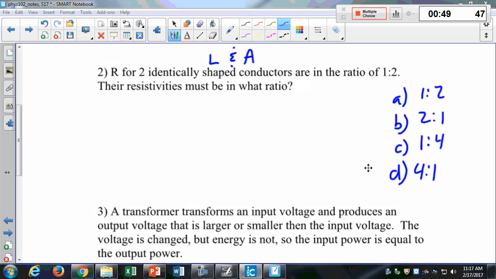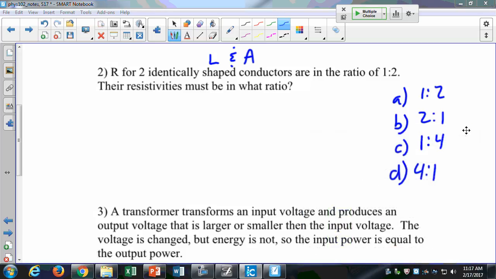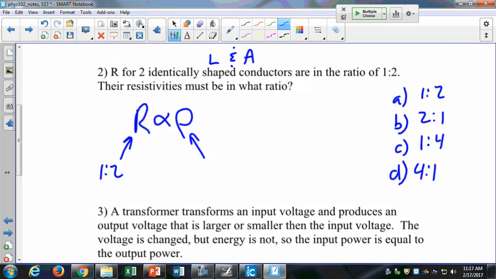All right, let's stop at 55. 55. You're doing pretty well. Okay, A is right. I know this because my resistance is directly proportional to the resistivity. So whatever ratio I have in my resistance, I'm also going to have in my resistivity.